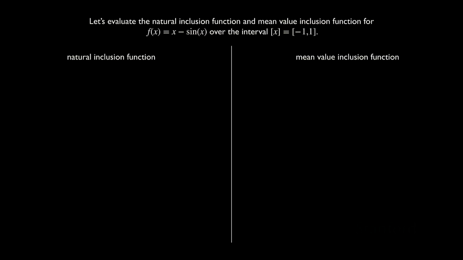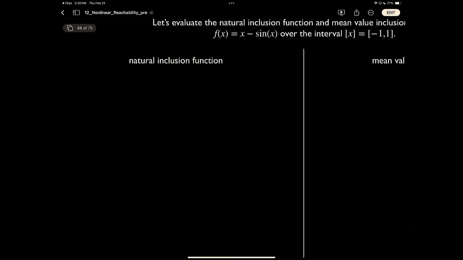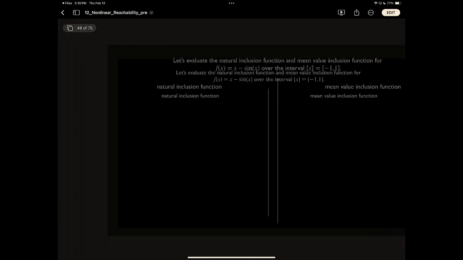Okay. So I'm going to do a worked out example of applying the natural inclusion function versus the mean value inclusion function in order to make this a little bit more concrete. So let's try to do this here. Can I write? No.